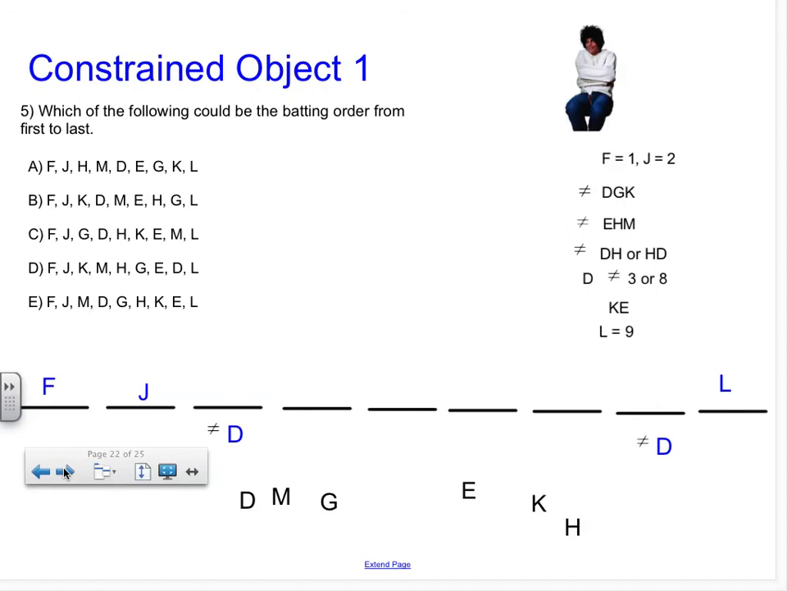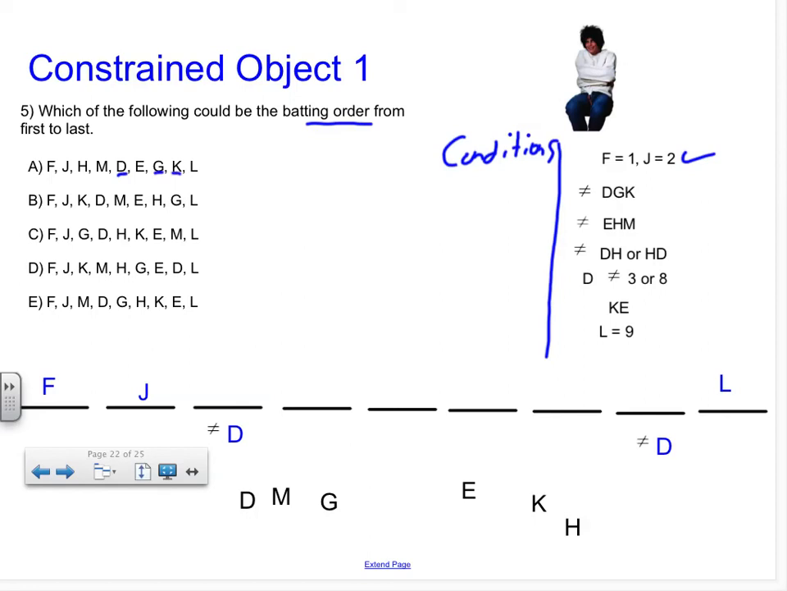So whenever you have an order question, the best strategy is to just go through the conditions. Ordering questions are always trying to determine if you are able to follow the conditions and determine any errors. So let's go through it step by step. A is F, J, H, M, D, E, G, K, L. So F is in first position, J is in second position. So that one's good.